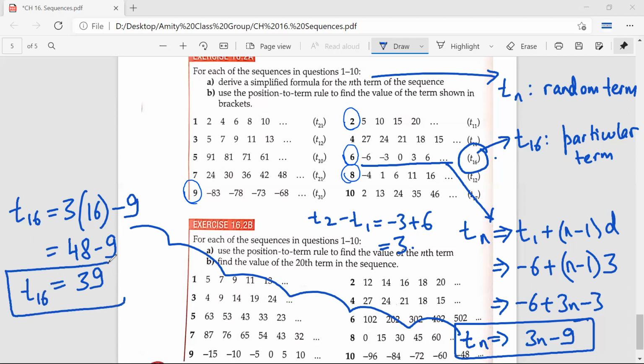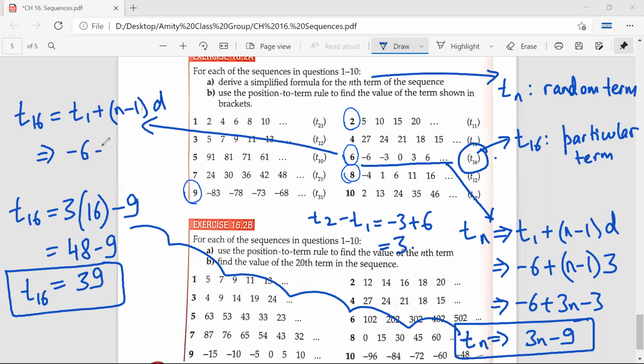Now this is the easier way, but if you don't want to use this way, if you want to find T16 using T1 plus n minus 1 into D, then you will be repeating the whole procedure again, which is not required once you have found the Tn. Am I making any sense or not? The answer would be the same, whatever method you use.